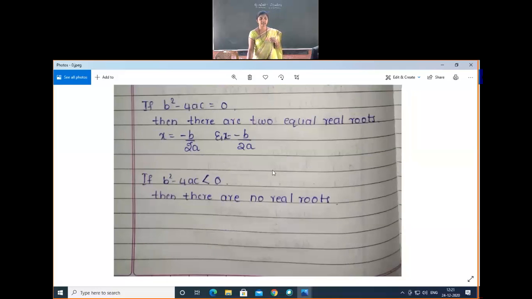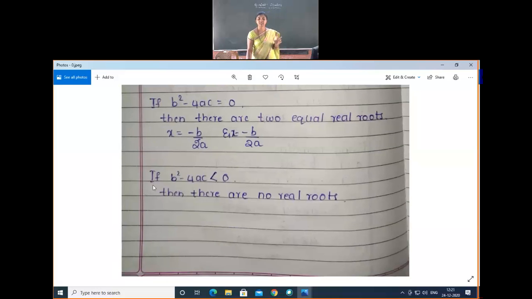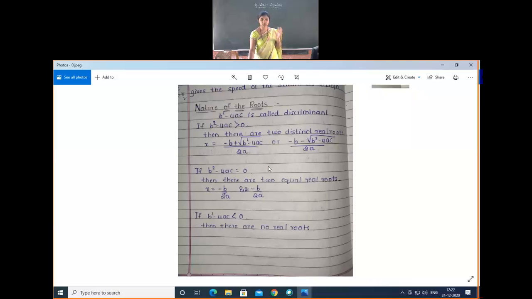Now the third case, if b square minus 4ac is less than 0, in the sense inside the root sign negative numbers, then there are no real roots. We have to write the answer in the form of no real roots. Got the idea of this one now? This is about the nature of the roots.